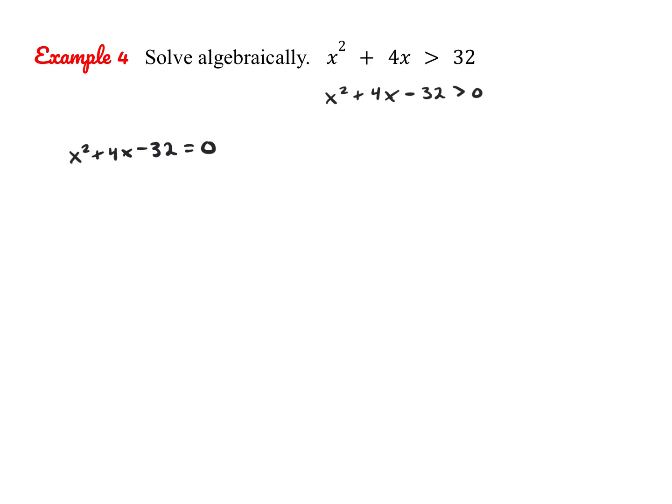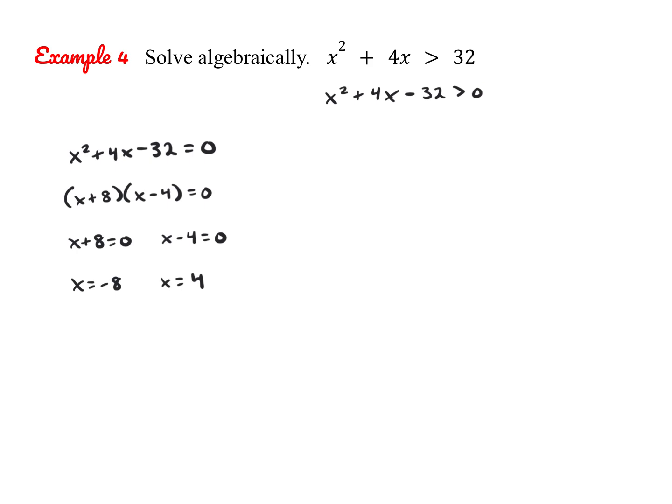You can solve this however you like. Remember, if something is factorable, that is always the method that I will pick if we have the choice. So we have x plus 8 times x minus 4 equals 0. And then a little zero product property allows us to finish solving. So x equals -8 and x equals 4 are the 2 times where our equation is equal to 0. But we want to know where our equation is greater than 0 or positive.